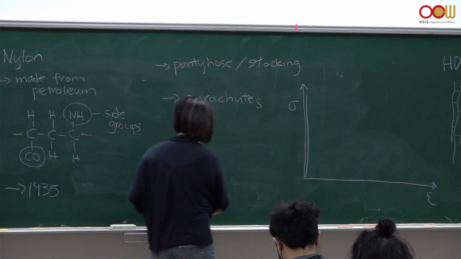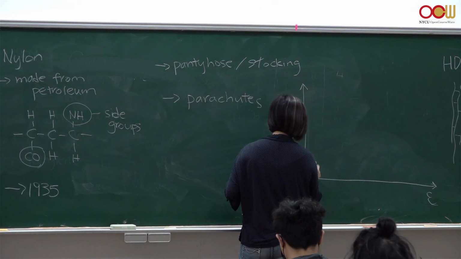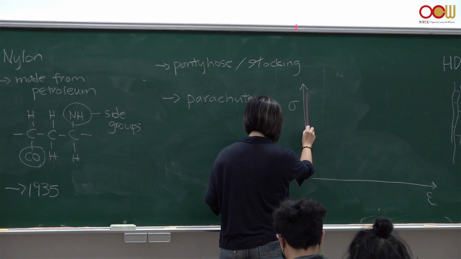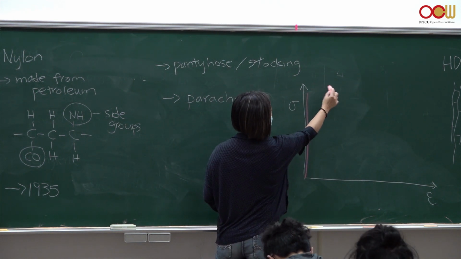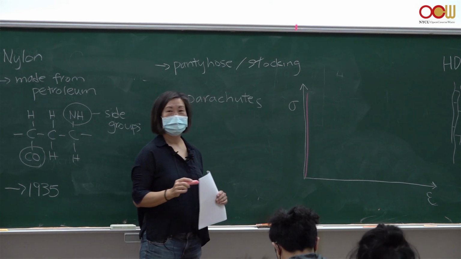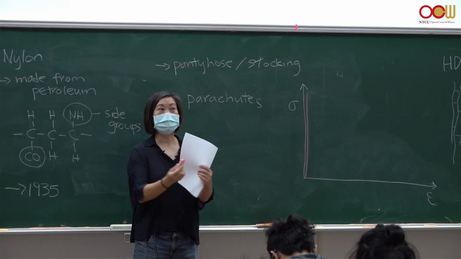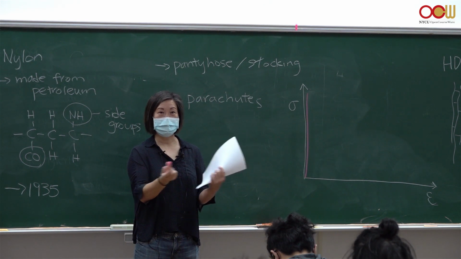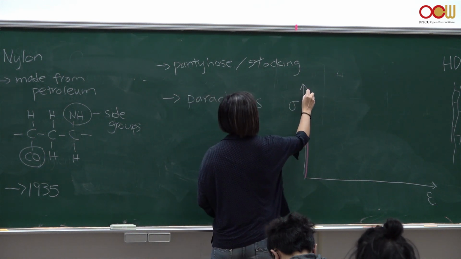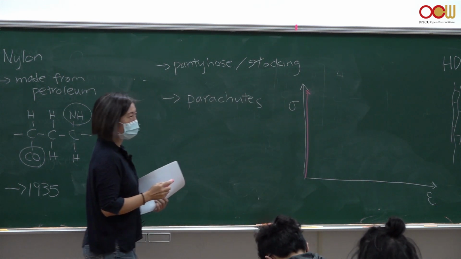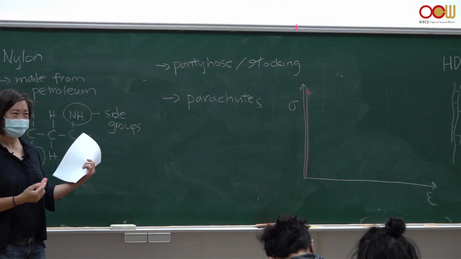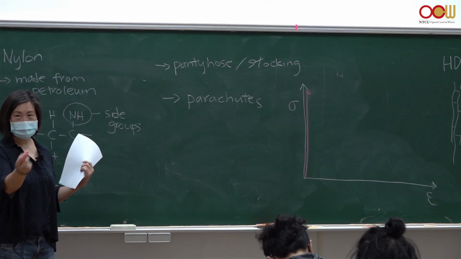Okay, I'll use a different color. This is the ceramic material. Would it have any parts here? No, because it would not stretch before it breaks, right? It would just break. Stress-strain diagram of a ceramic, very easy. It just has the elastic portion, no plastic portion.